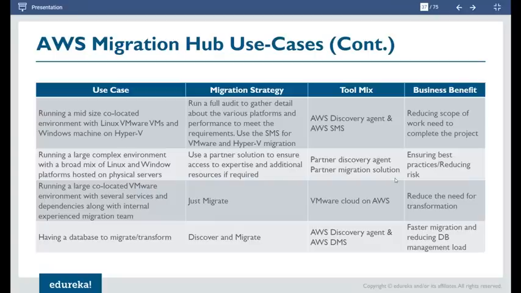Right? So next, running a large co-located VMware environment with several services and dependencies along with an internal experienced migration team. You already have a well experienced migration team who knows about your on-prem infrastructure, then you can directly migrate. Having a database to migrate or transform, so discover first and then migrate, and the tool used would be your DMS, Database Migration Service.